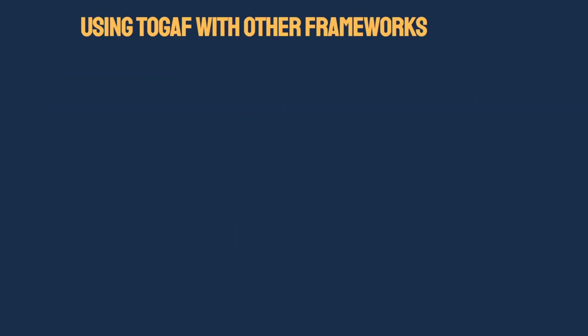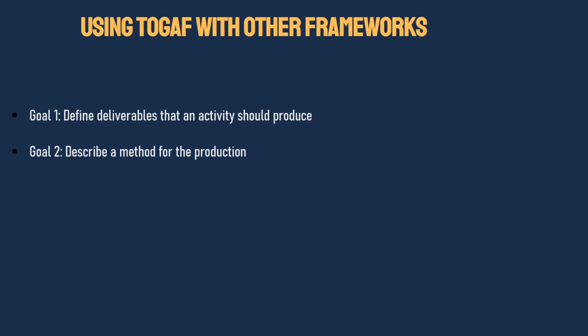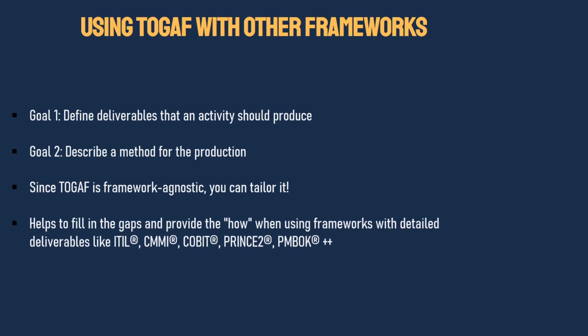Using TOGAF with other frameworks. There are two primary goals to a framework. The first is that it should define deliverables that an activity should produce. And the second is it should describe a method for the production. Since TOGAF is framework agnostic, you can tailor it. This really helps fill in the gap and provide the how when using frameworks with detailed deliverables.